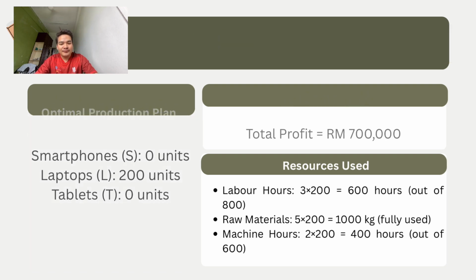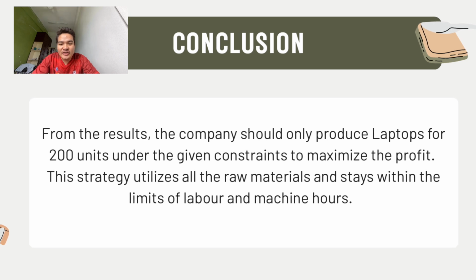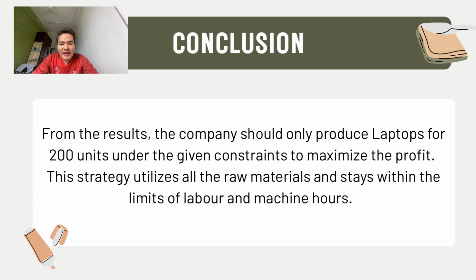From this result, we can conclude that under the current resource constraints, focusing only on laptop production is the most profitable strategy. It efficiently uses all the raw materials while staying well within the limits of labor and machine hours. Therefore, our recommendation to the company is to allocate its production resources to only laptops in order to achieve the highest possible profit. Thank you.